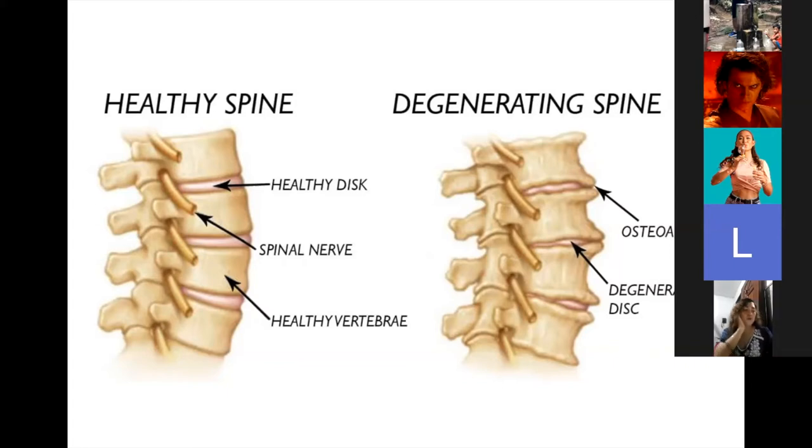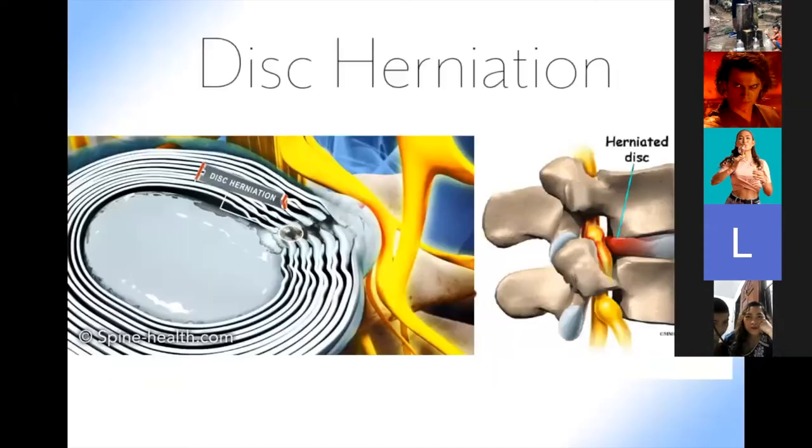In addition to the imbibition, you'll start to get degeneration of the bones, which you'll start to see. You can see it on x-ray very easily. You'll start to see these like little lips or little pointy parts. And if anybody who's been into my office, we've gone over your x-rays, if you have arthritic changes, very easy to see. The other thing that happens is we can get disc herniation.